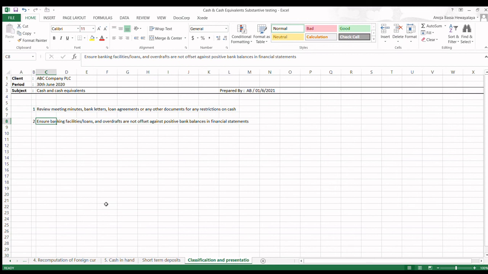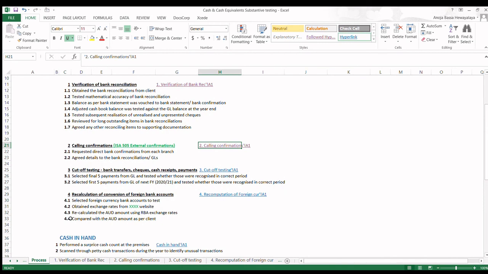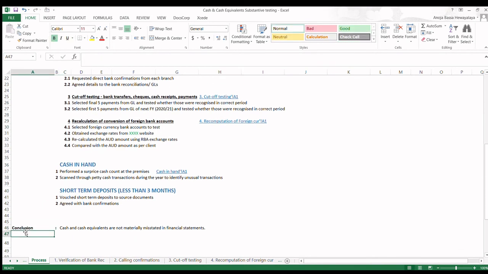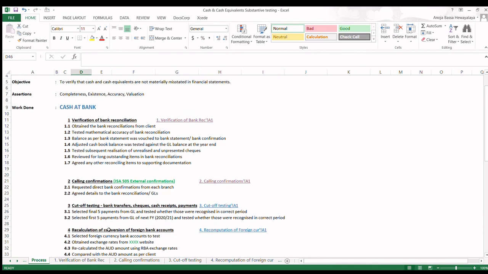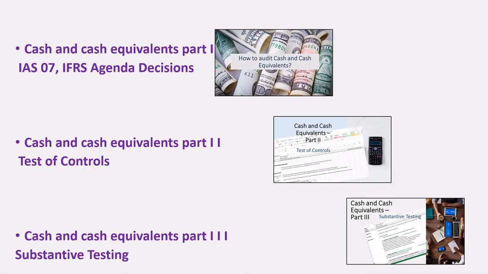So these are the normal procedures we do on cash and cash equivalents. As you saw, I didn't notice any discrepancy. So my conclusion is cash and cash equivalents are not materially misstated in the financial statements. I hope you have learned how you do test of details or substantive testing on cash and cash equivalents. This concludes all three of my videos on cash and cash equivalents.